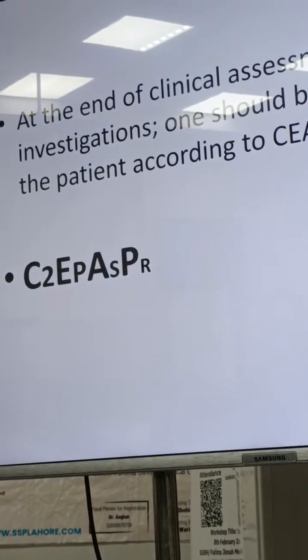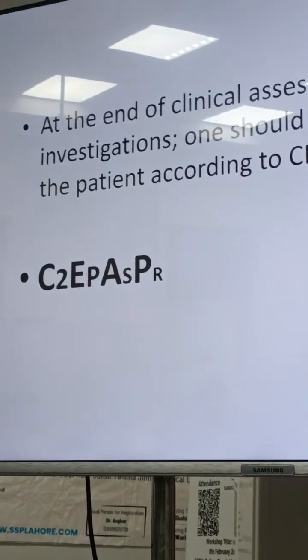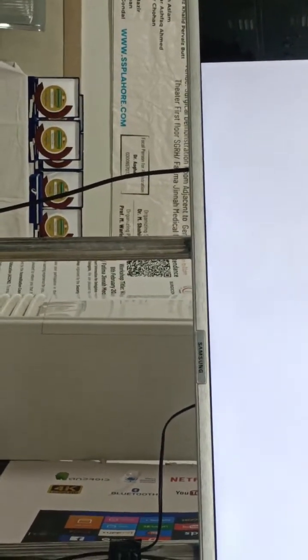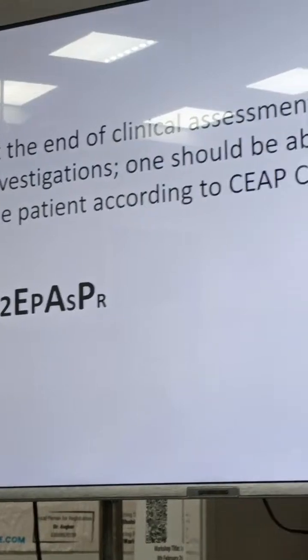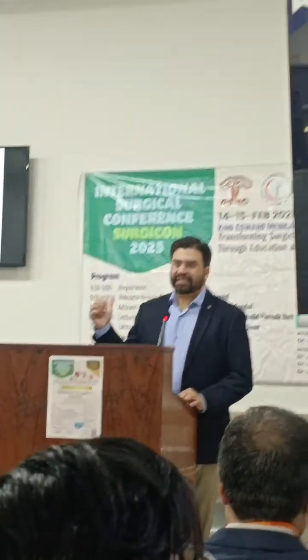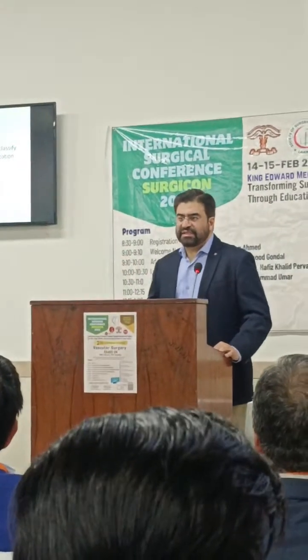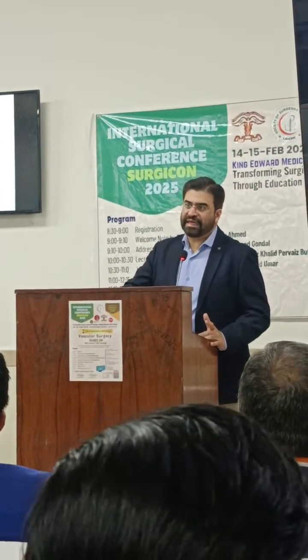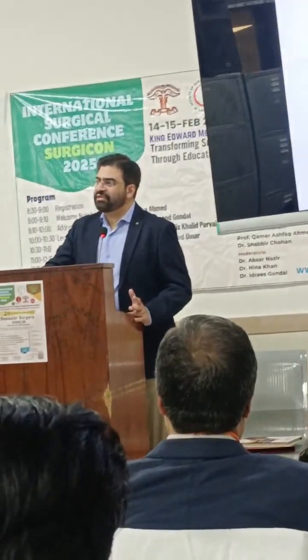After all the assessment of your patient, who came to your OPD with symptoms of leg trouble due to veins, you took history, you did examination, you did all the investigations, and now is the time to sum up all the information you gathered from that patient in this CEAP classification. Here you can see C2, E, P, A, S, and PR. That means superficial venous system varicosities secondary to reflux.